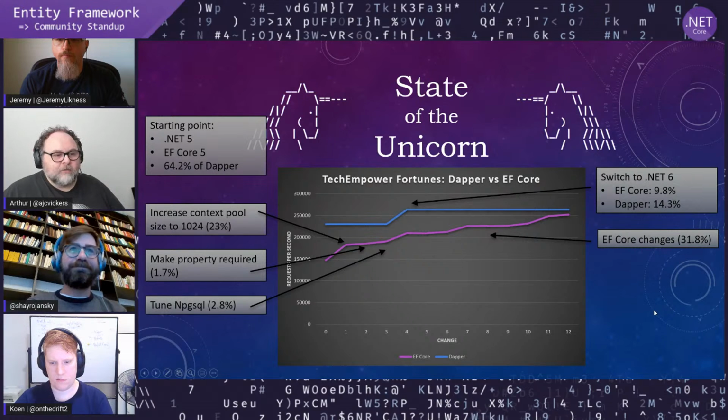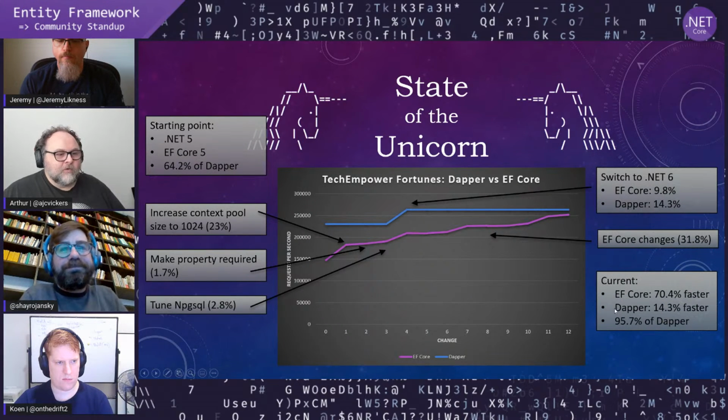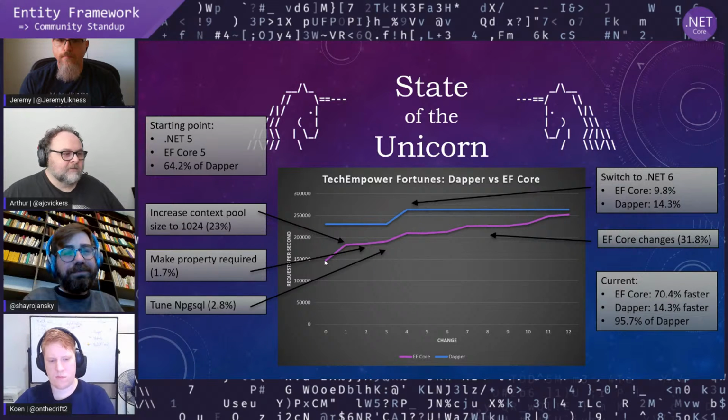But basically, we've got about 31.8% from EF. This is just making EFCore 6 faster than EFCore 5. So at the end of all this, it means that EFCore 6 on .NET 6 is 70% faster than EFCore 5 on .NET 5.